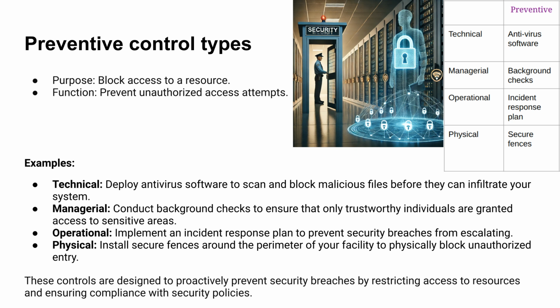Understanding how to categorize these controls is essential. For example, antivirus software falls under technical controls, while background checks are a managerial control. An incident response plan is an operational control, and security fences represent a physical control. By identifying and categorizing these preventive measures, we can proactively defend against security threats and ensure that all resources are adequately protected according to security policies.